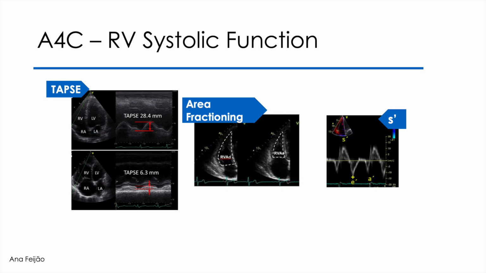Area fractioning. To calculate the shortening fraction based on the right ventricle area, we must measure the right ventricle area. I outline the endocardial border of the right ventricle in telediastole and then in telesystole. Trabeculae, papillary muscles, and moderator band should be included in the cavity area.